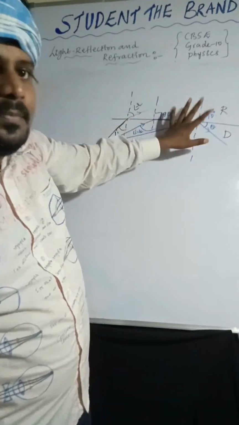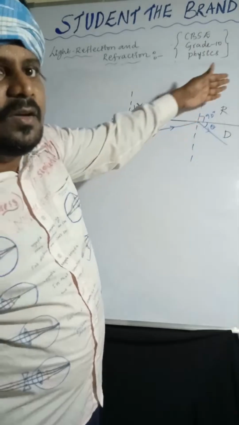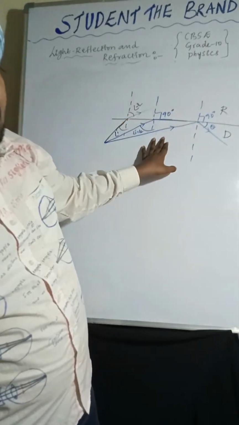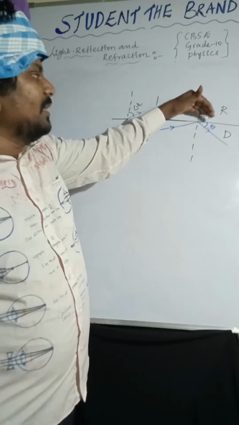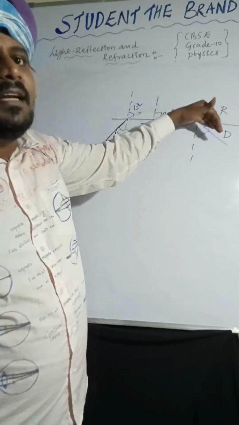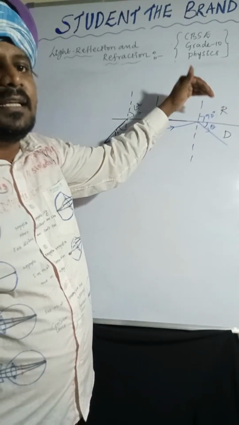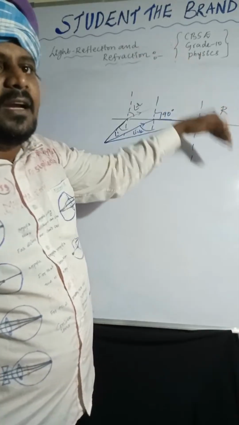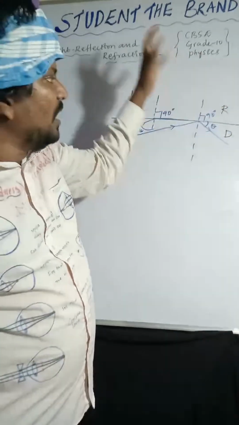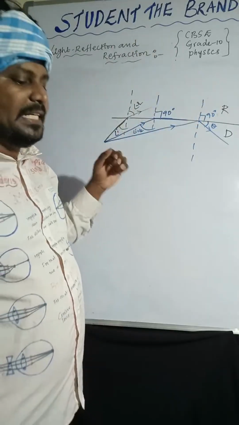Now you can observe, the light ray is passing from denser to rarer. In the rarer medium, it makes more than 90 degrees. That is the reason it reflects back into the same medium. So that is called total internal reflection.